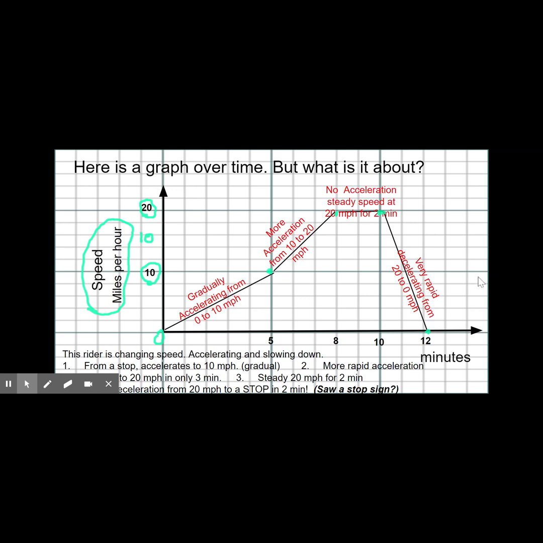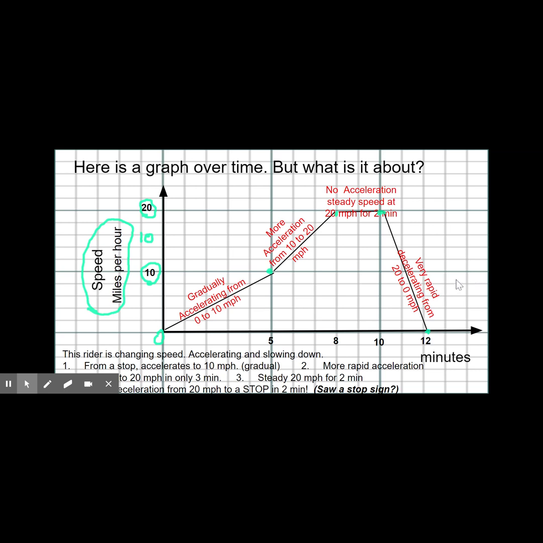Could it be that this rider possibly saw a stop sign and wanted to make sure that she stopped before traffic would come and crash into her bike? Smart move. Another reason to always wear your helmet.